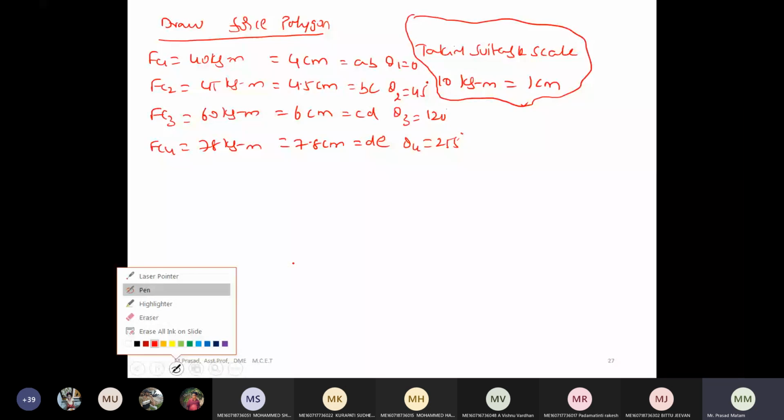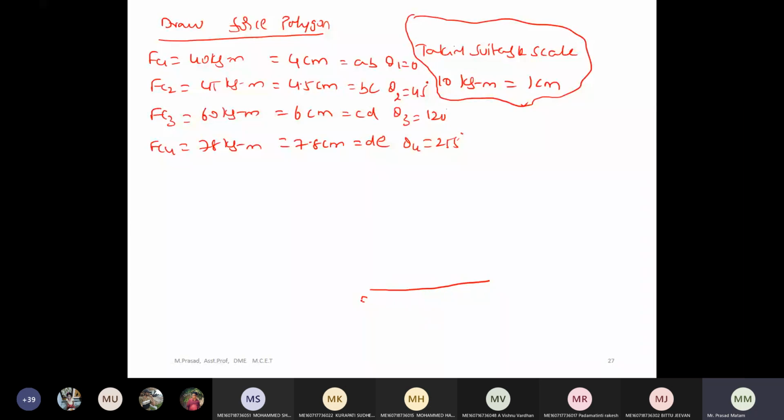No response. Okay. Draw a line AB of length 4 centimeters, making an angle of 0 degrees. First step is draw a line AB of length 4 centimeters. The line AB is 4 centimeters, but this magnitude is 40 kg meter. Okay. Starting from this point A to B, the length is 4 centimeters. This makes an angle of... please mute yourself.